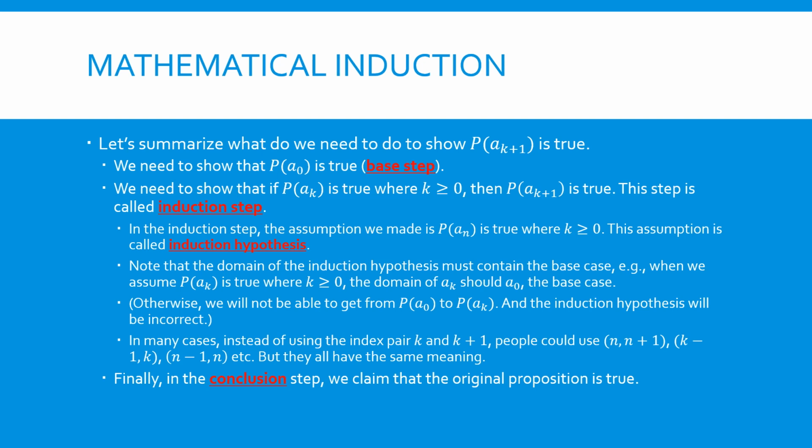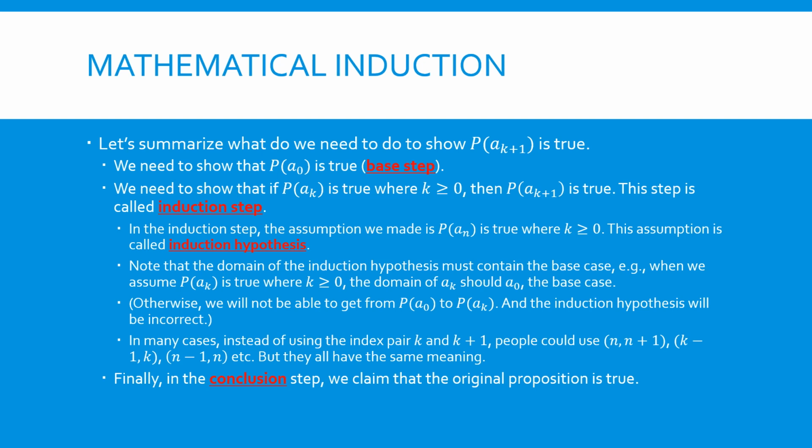Otherwise, we won't be able to get that P(A1) is true from P(A0), and the chain of reasoning will be broken. Once we have assumed that P(Ak) is true for all k larger than or equal to 0, we will then show how it can lead to P(A(k+1)) being true. This process is called the induction step, which is the core part of math induction.